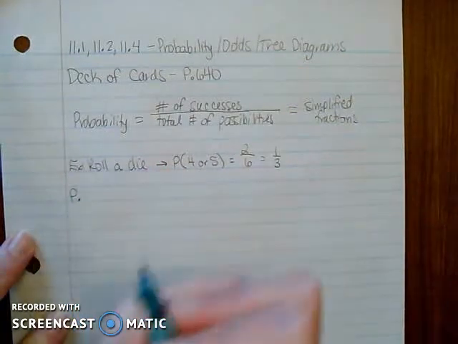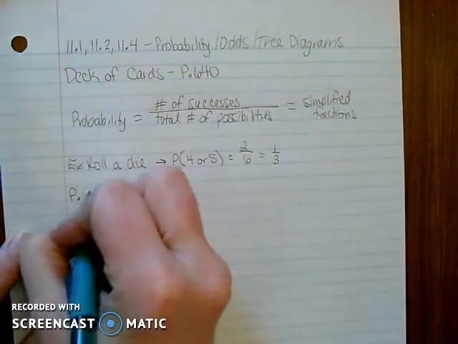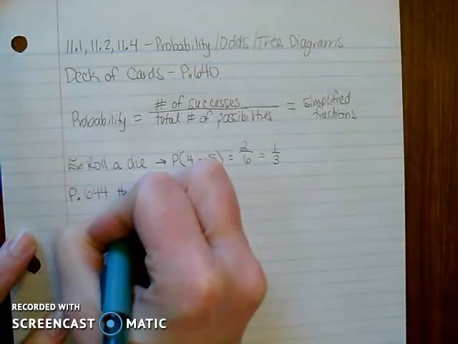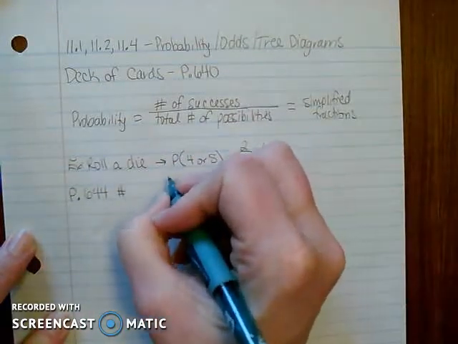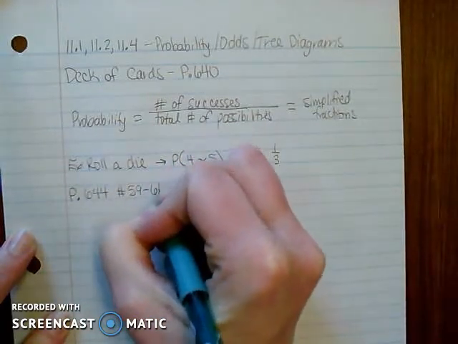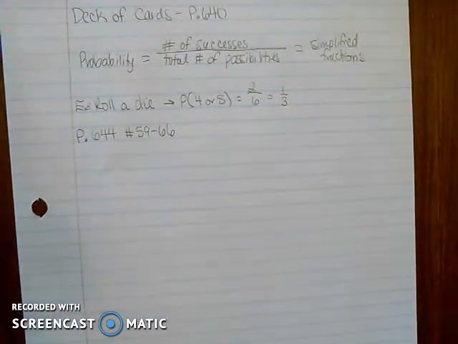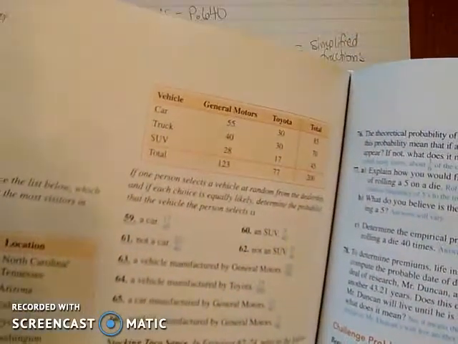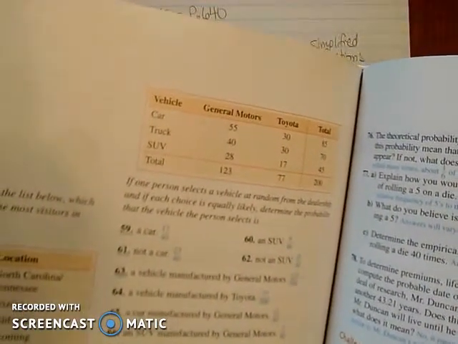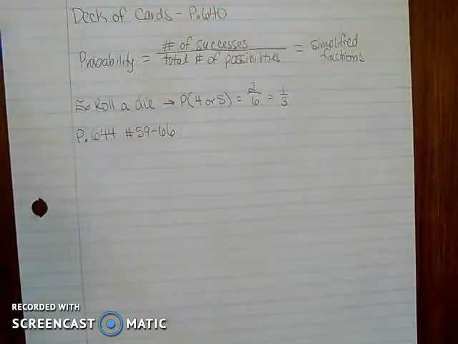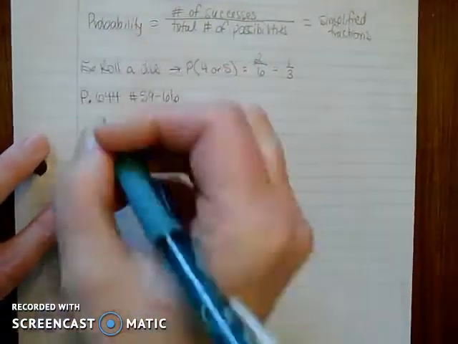I'm going to go through page 644. We're going to look at number 59 through 66. Okay, this is a little bit better example than what the book did. So obviously, hopefully you have your book, but there's this big chart that lists it out, and we're going to select one person and find the probability of a certain thing.